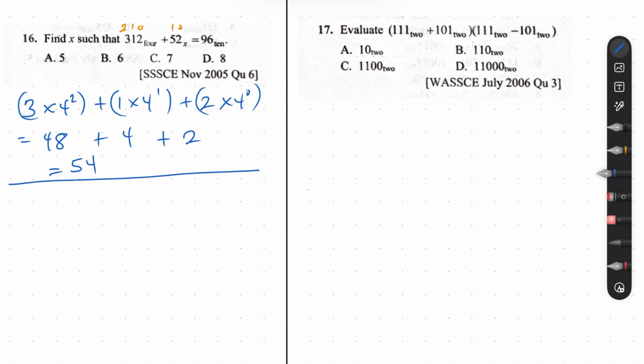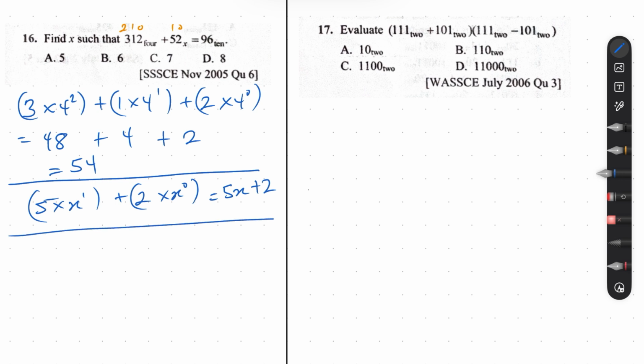And the second part is 52 base x. So that will give us 5 times x to the power 1 plus 2 times x to the power 0. That will give us 5x plus 2. So when we add this and then this, we should get 96. So we have 54 plus 5x plus 2 is equal to 96. Let's simplify.